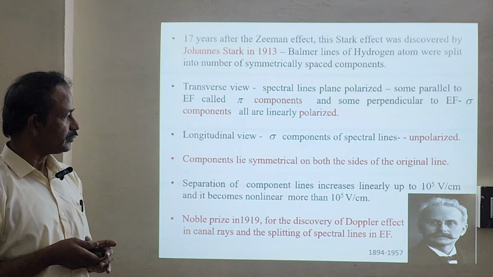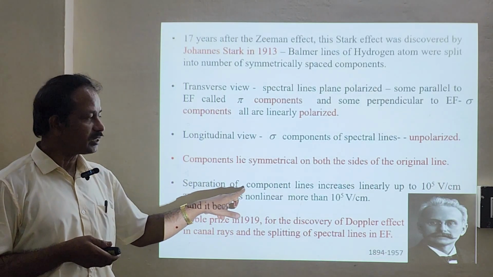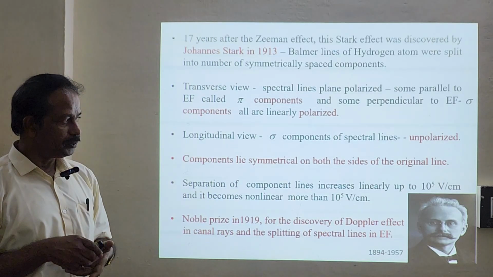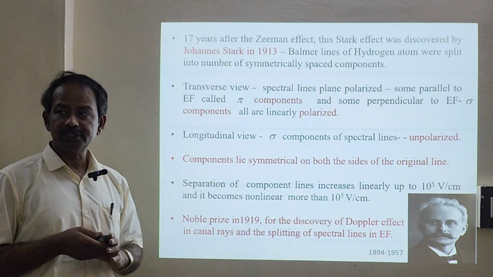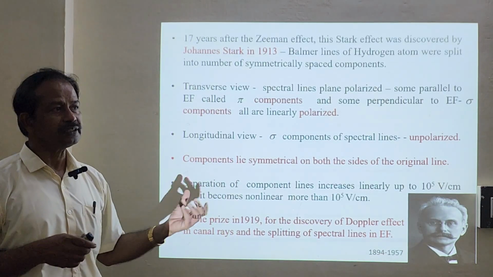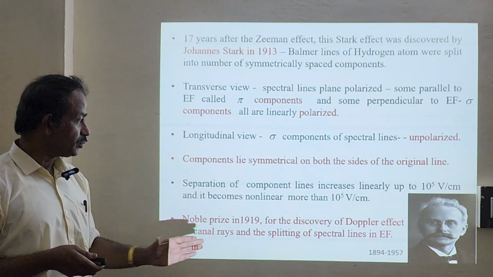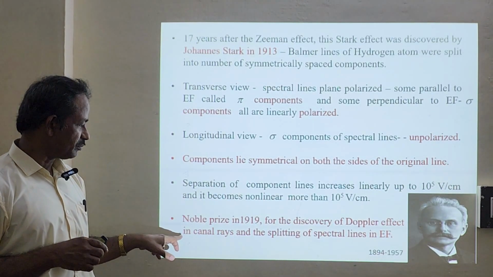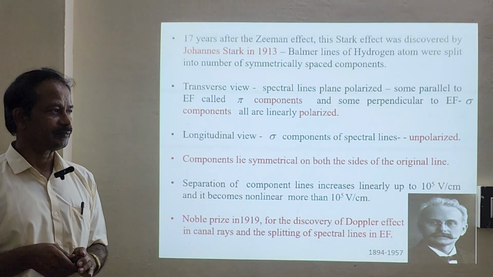We already discussed that the first order Stark effect is linear, and we have to apply an electric field below 10 power 5 volt per centimeter. If it is more than 10 power 5 volt per centimeter, we go with the second order, quadratic effect, which is non-linear. Stark got the Nobel Prize in the year 1919 for the discovery of the Doppler effect in canal rays and the splitting of spectral lines in the electric field.